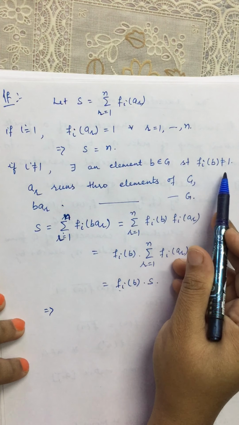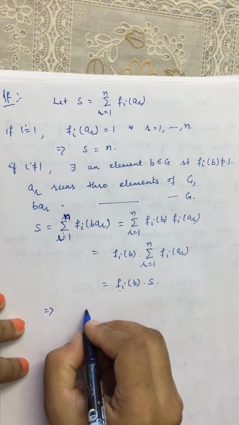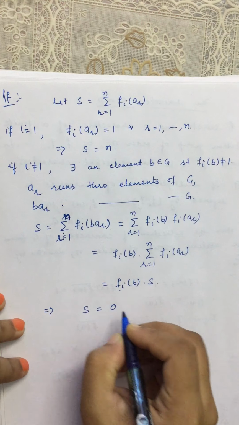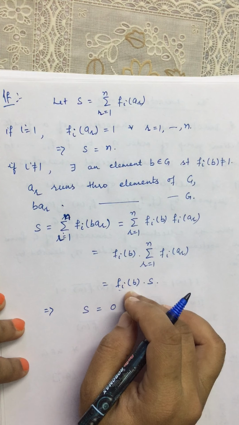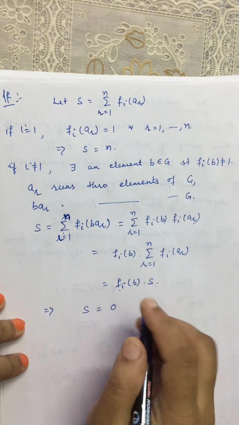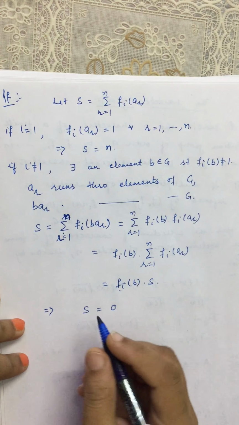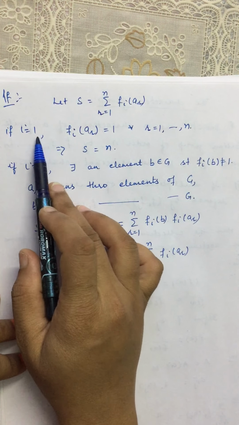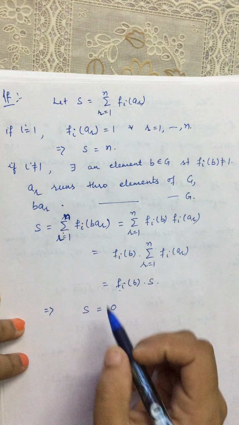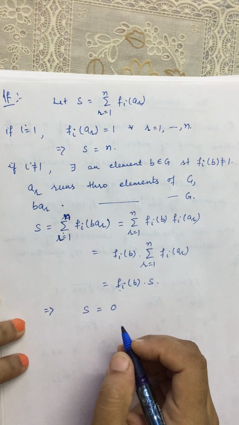But fi(b) is not equal to 1. So it means S is 0. This is possible only when S is 0 because fi(b) is not 1. So we have proved that when i is equal to 1 the sum is n, and when i is not equal to 1, S is 0.